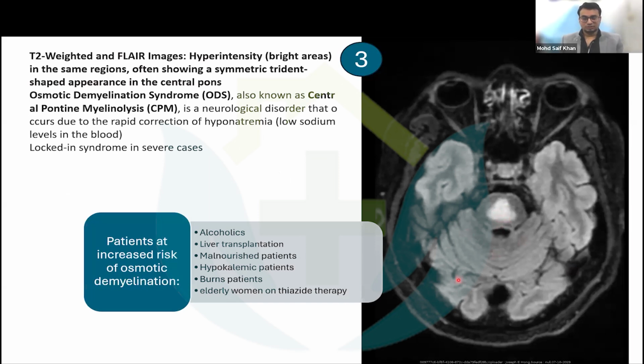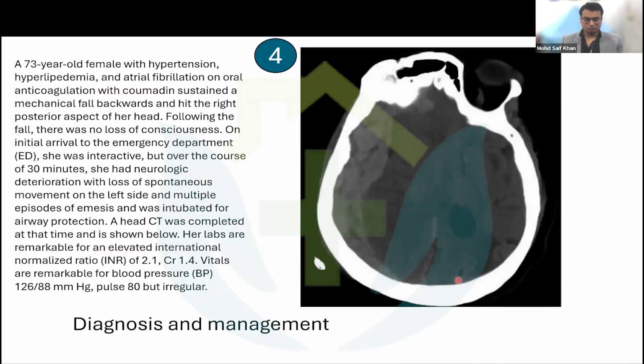We were discussing risk factors. You should know the risk factors, that is very, very important. There are a lot of risk factors. Alcoholism is one of them. Cirrhosis of liver, transplantation, malnourishment, hypokalemia, burns patients. So these are various risk factors. Okay, so this was the question.